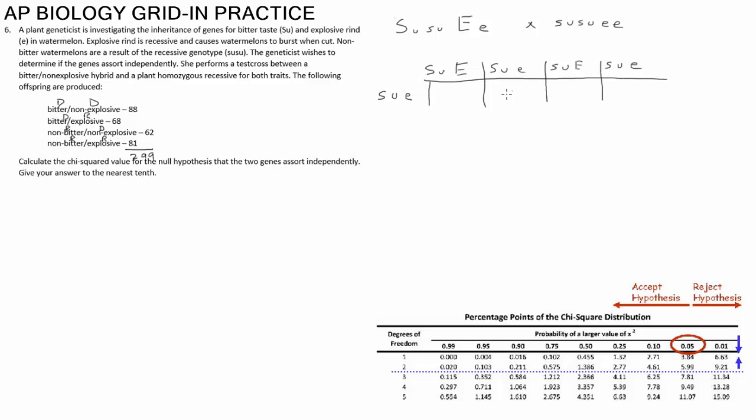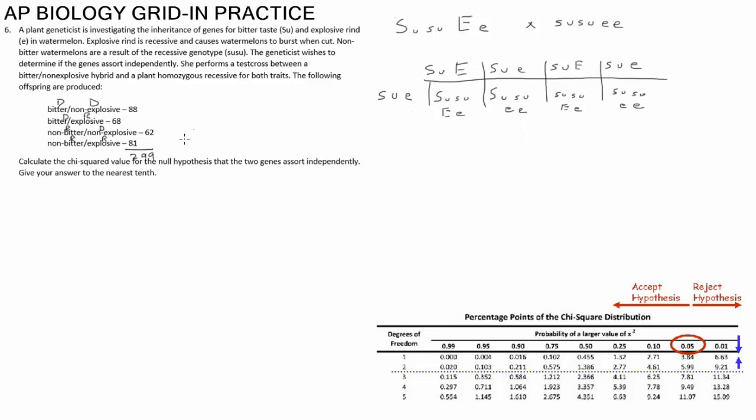So to figure out then what those are going to be, I do capital SU, lowercase su, capital E, lowercase e, capital SU, lowercase su, little e, lowercase su, big E, little e, and all small. So we only have 4 different outcomes.